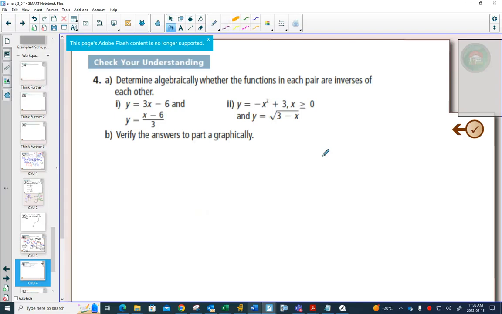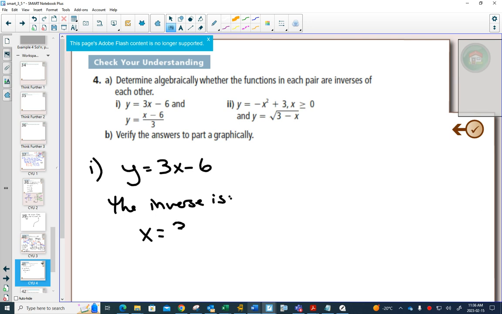This one's starting with algebraically. Determine algebraically whether each pair are inverses of each other. So if we're doing part I, we have this equation. And if I want to find the inverse algebraically, I have to switch the x and the y, and then solve for y. So I'll start by switching the x and the y variables.